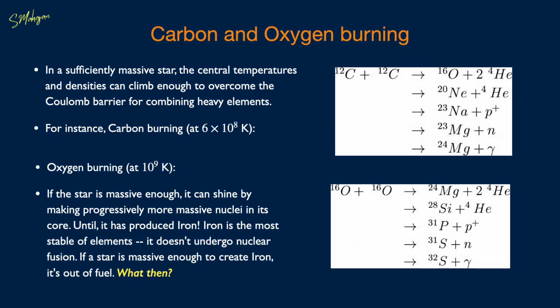At even higher temperatures of around 600 million Kelvin or so, carbon and oxygen will start burning to produce other higher order elements and more energy. Some examples of such reactions are shown here. Remember that the more massive a star is, the more likely it is to continue to attain higher and higher temperatures to facilitate ignition of higher order elements in its core. But this process can continue only until it forms iron.